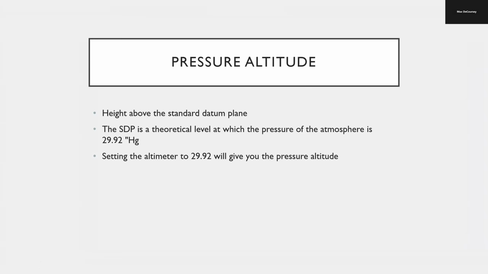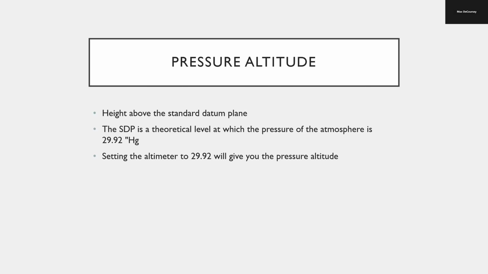Remember, you need the field elevation and you need the current altimeter setting. You go 29.92 minus the current altimeter setting, multiply that number by 1,000, and then you add that, or combine it actually, with your field elevation. A lot of times if it's a negative number when you combine, you'll actually be doing subtraction.